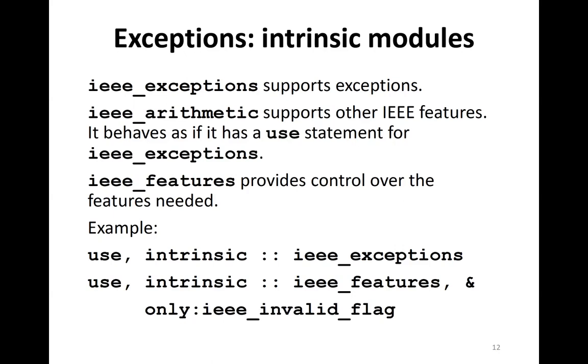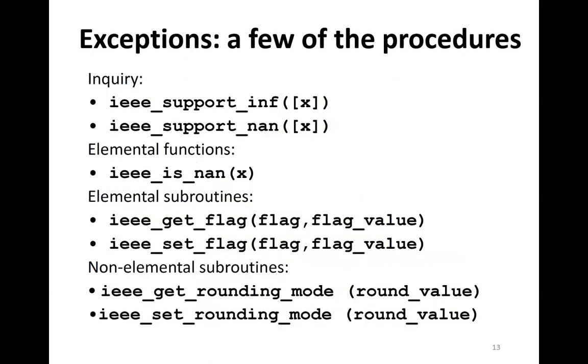The situation has radically changed today. Almost everybody has IEEE hardware. This is the sort of thing you could have. You could inquire about the support of infinities and NaNs. You could inquire if a particular object was a NaN. You could get or set the flags for the exceptions. You could get or set the rounding mode.